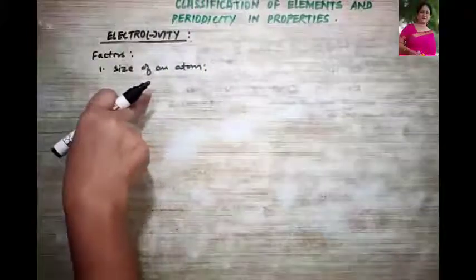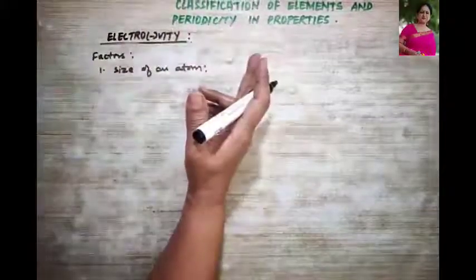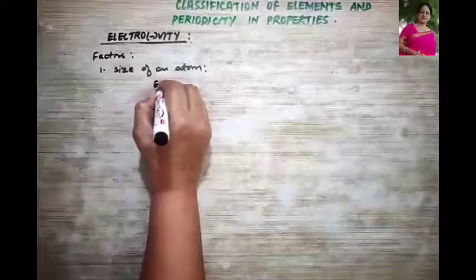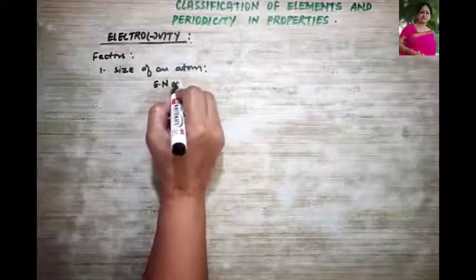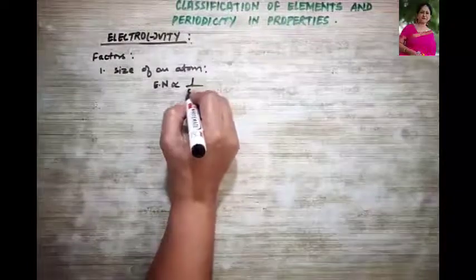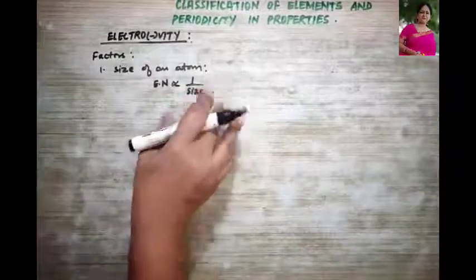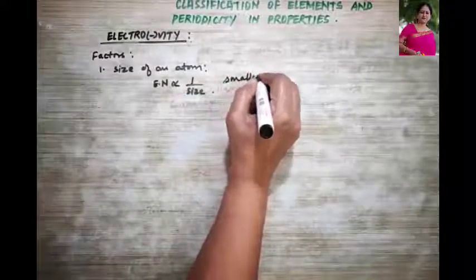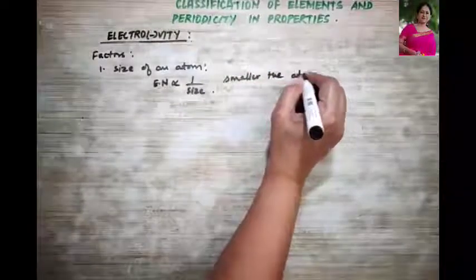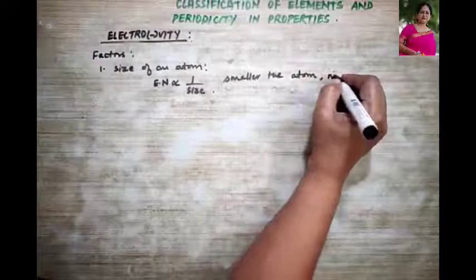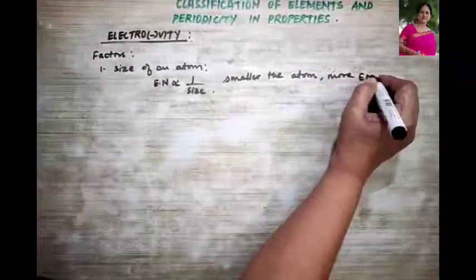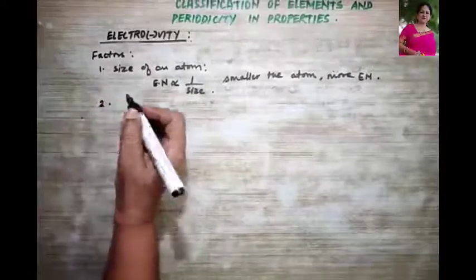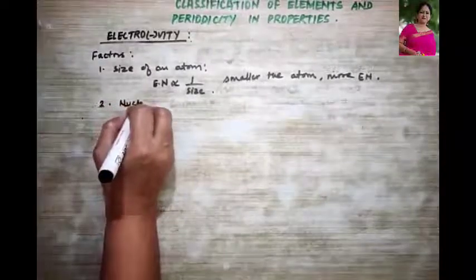The smaller the atom, the more attraction of the electrons there will be. Thus we can say that electronegativity is inversely proportional to size. What did I say? Smaller the atom, more is the electronegativity. Okay. The second factor is the nuclear charge.